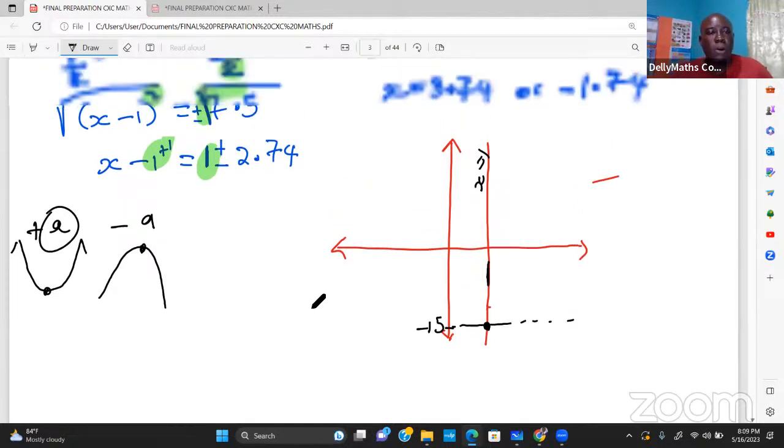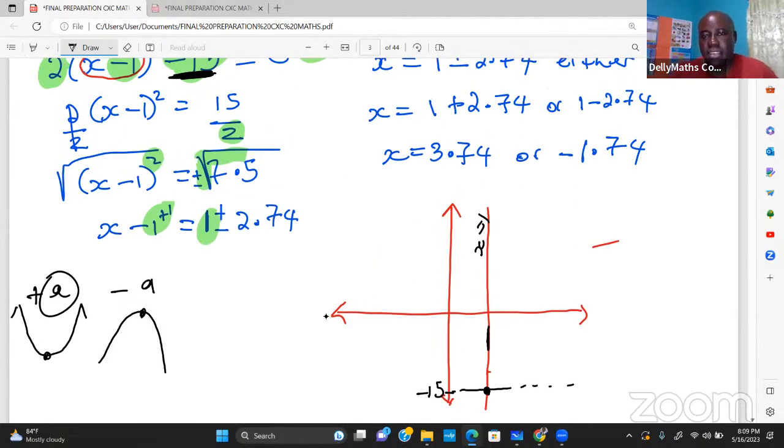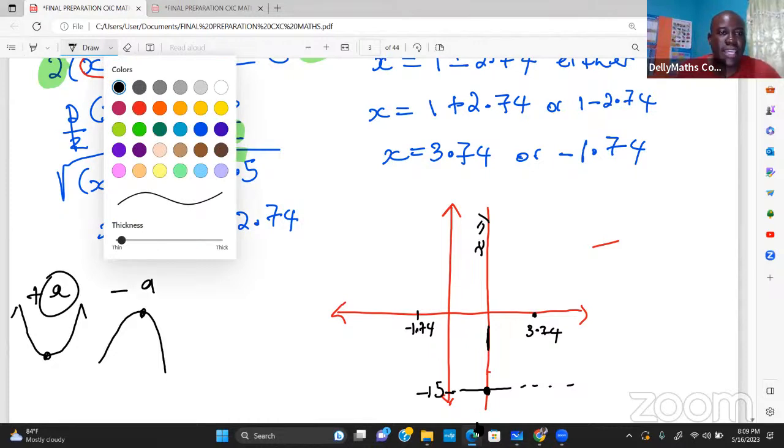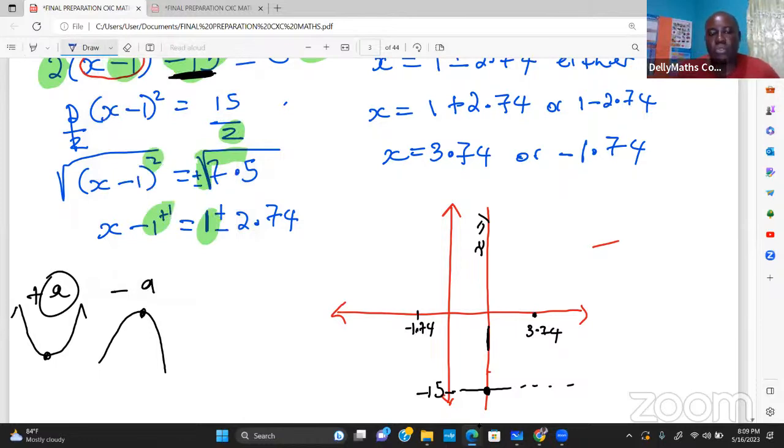Another thing that we know about this is that it crosses the x-axis. One of them is at negative 1.7 and the other one is at positive 3.74. See that? So now I could draw a sketch. I can draw a sketch right now. Watch.